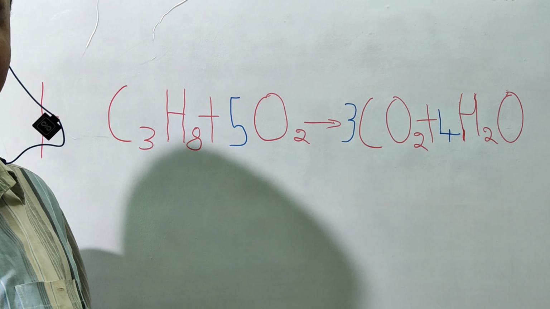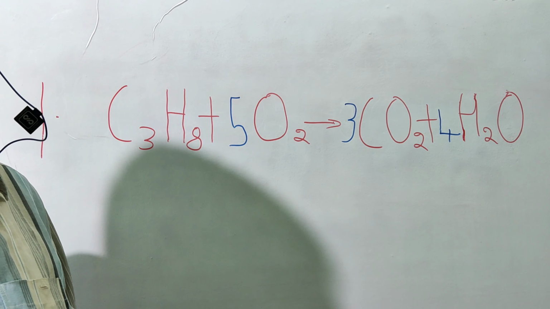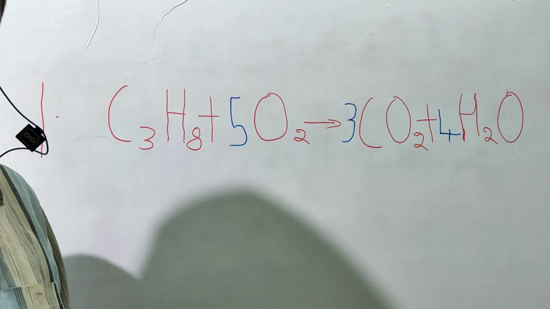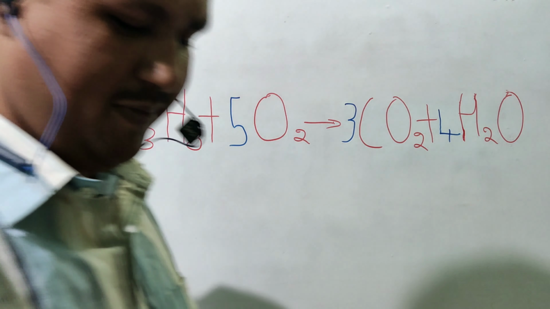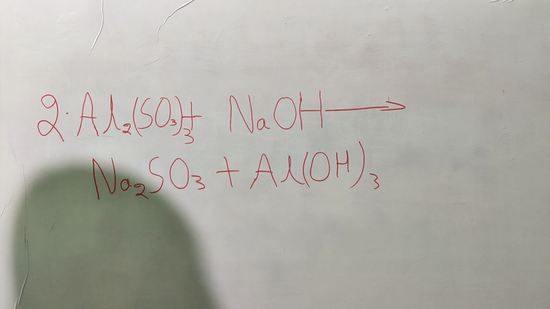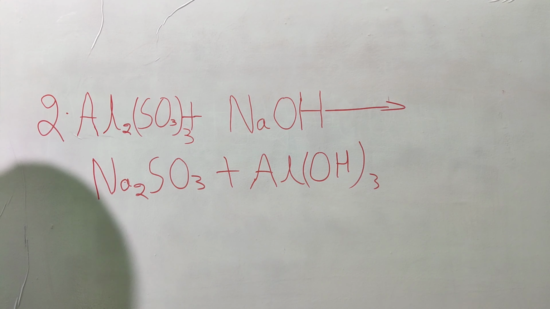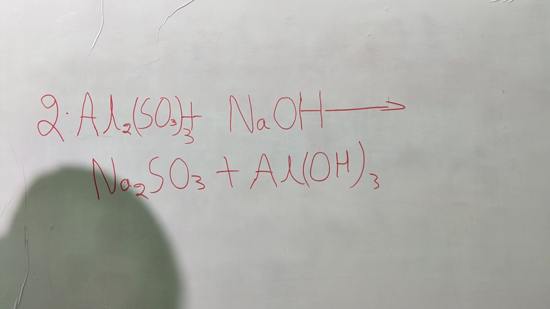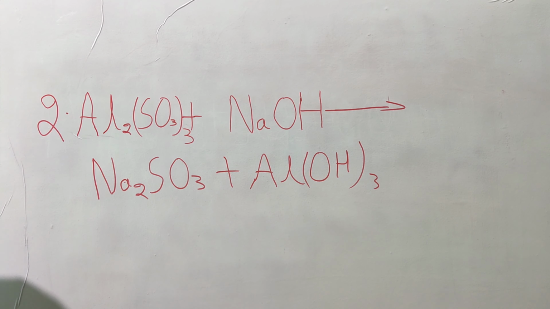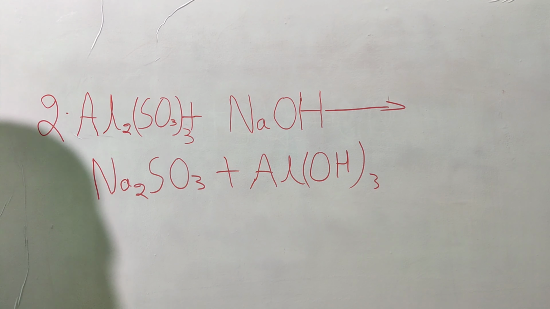Like this, if you practice regularly, you can solve all the equations in no time. Let's go to the next example. Next equation is Al2(SO3)3 plus NaOH gives Na2SO3 plus Al(OH)3. In this equation, aluminium and sodium are metals, sulfur is non-metal.